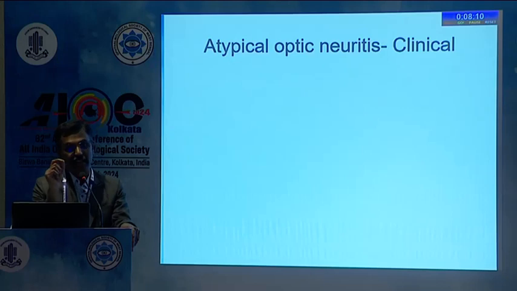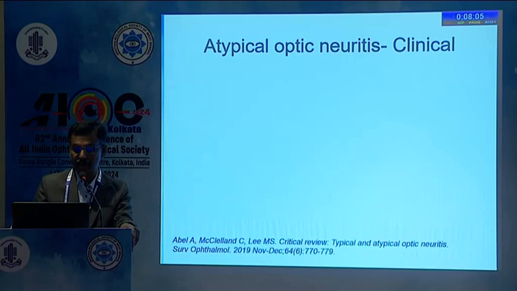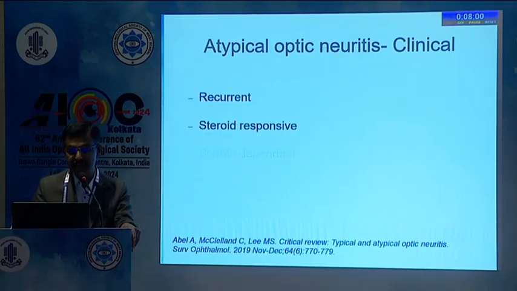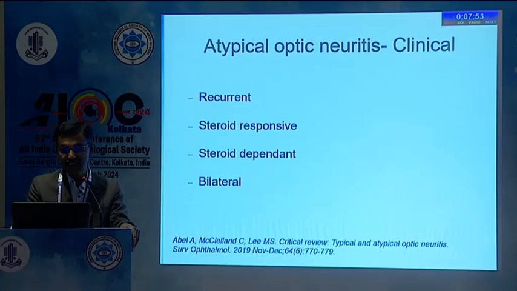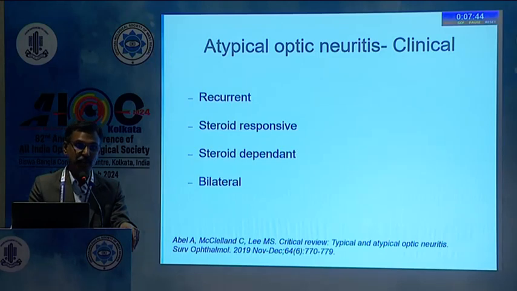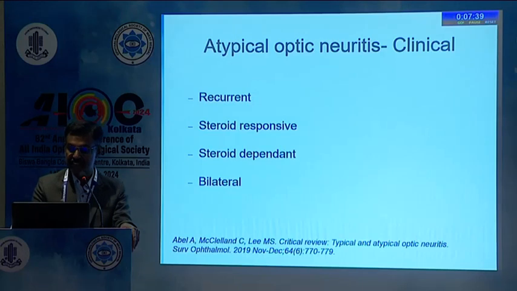There are very clear clinical features of atypical optic neuritis, as has been told before. It has to be recurrent, it has to be steroid responsive, or it is steroid dependent, or it is bilateral. And these are the clear defining clinical features of an atypical optic neuritis. Once we see these patients clinically, we take the history itself, we have a fair idea of whether this is going to be an atypical or a typical optic neuritis, and we can always tailor our investigations based on our clinical examination and history.